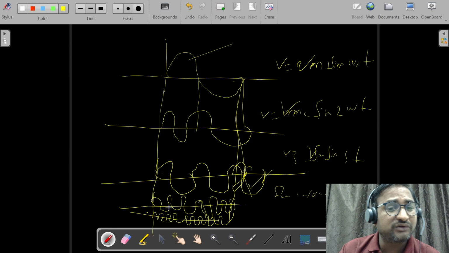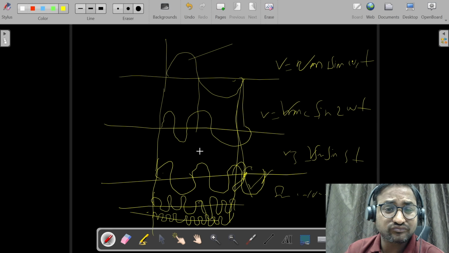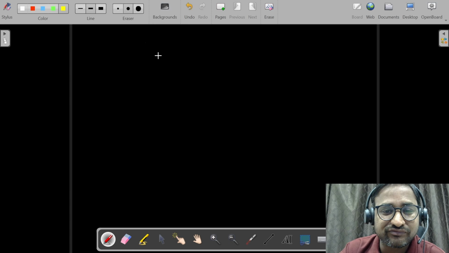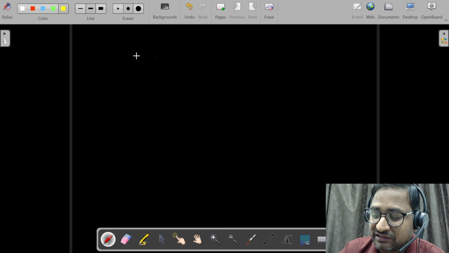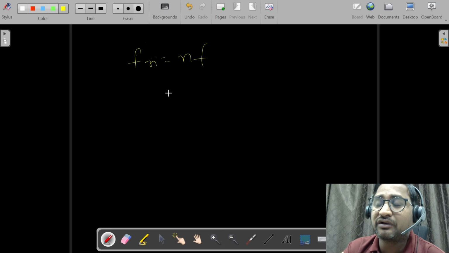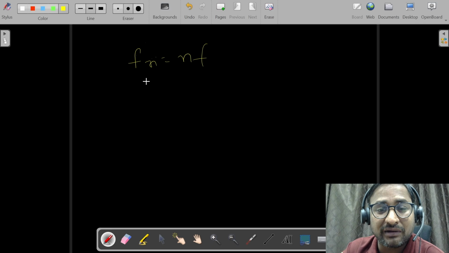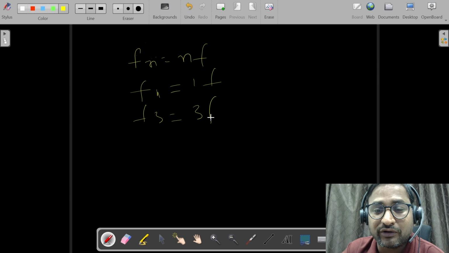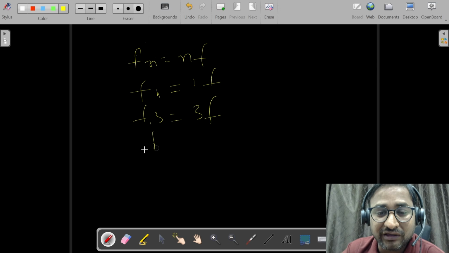What I'm going to say is the order of frequency. I can derive it as fn is equal to n into f. If I require the fundamental, f1, n is equal to 1, this is order 1 into f. If you require the third frequency, f3 is equal to 3 into f. In a similar way, the nth frequency is n into f.